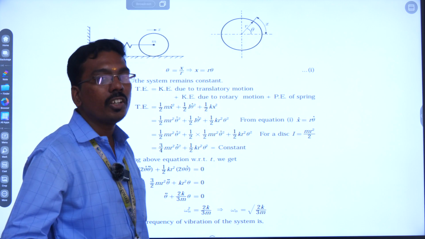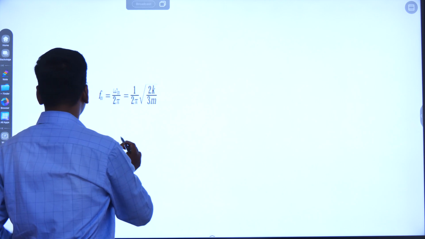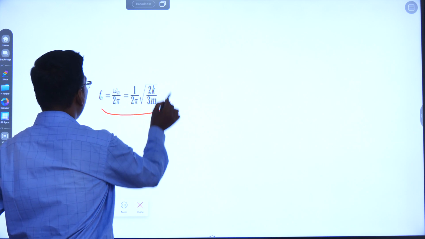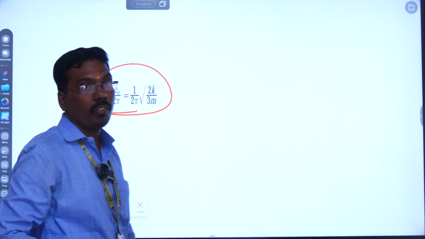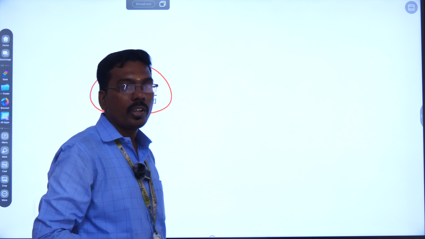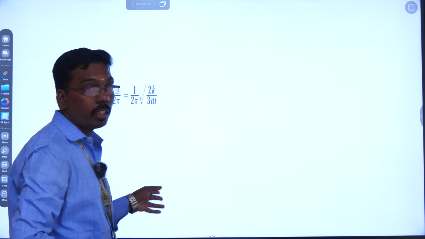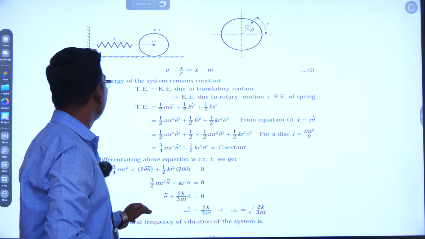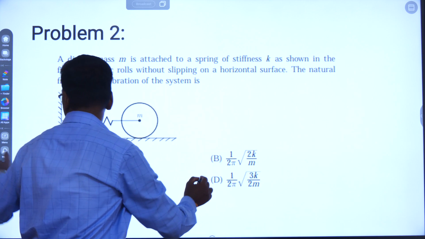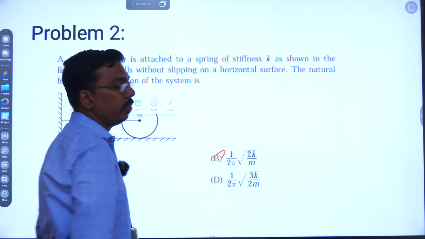Then the natural frequency of vibration of the system is Fn equal to omega n divided by 2 pi, which is 1 by 2 pi root of 2k divided by 3m. So finally we got the solution for the natural frequency: 1 by 2 pi root of 2k by 3m. This is the solution. Now we have to check which option it is. Option C, 1 by 2 pi root of 2k by 3m, is the right answer.